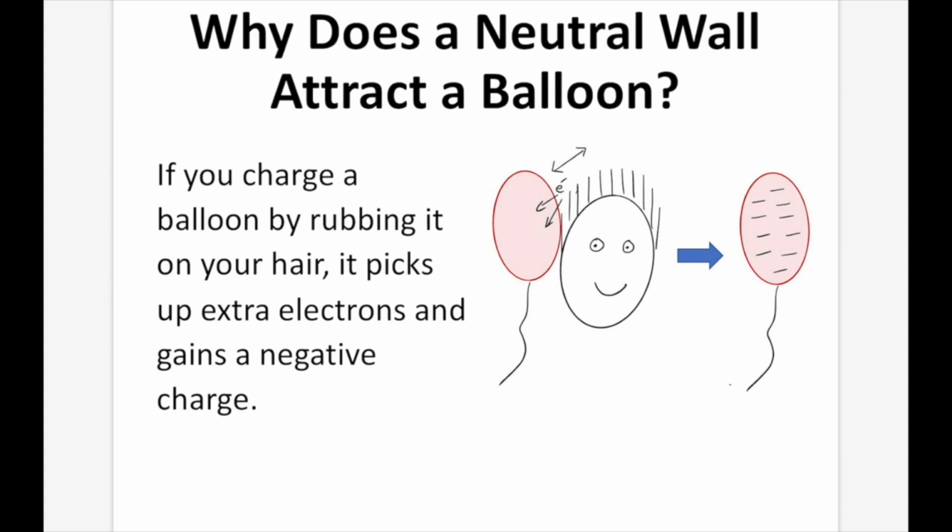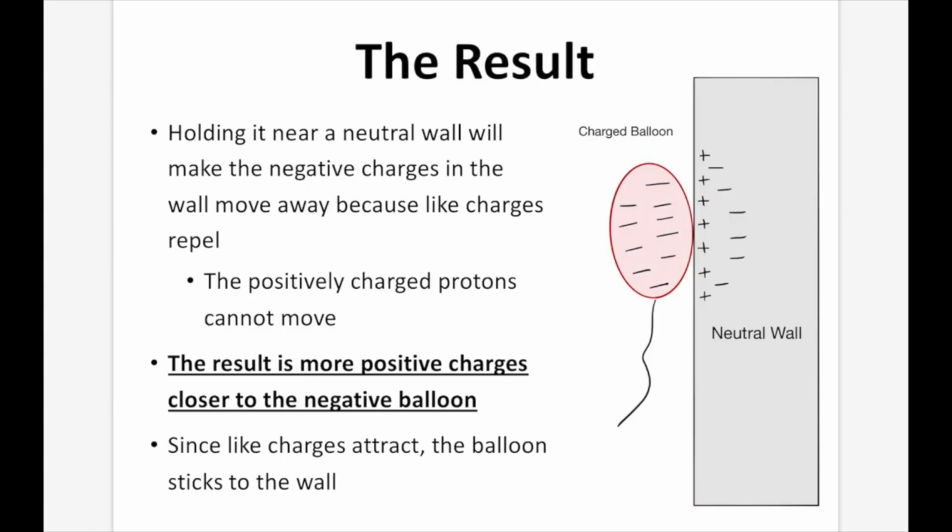Well, if you charge a balloon by rubbing it on your hair, it picks up extra electrons and gains a negative charge. So the electrons go from your hair to the balloon, and the balloon becomes negatively charged. The result is that if you hold it near a neutral wall, you make the negative charges in the wall move away because like charges repel. So these negative charges here, mainly there, and there, get pushed a little bit this way. We're talking micro distances, but it's enough to create a slightly positive front and a slightly negative inside of the wall. This slightly positive front part of the wall will create an attraction with the negative charges on the balloon, and the balloon will stick to it.